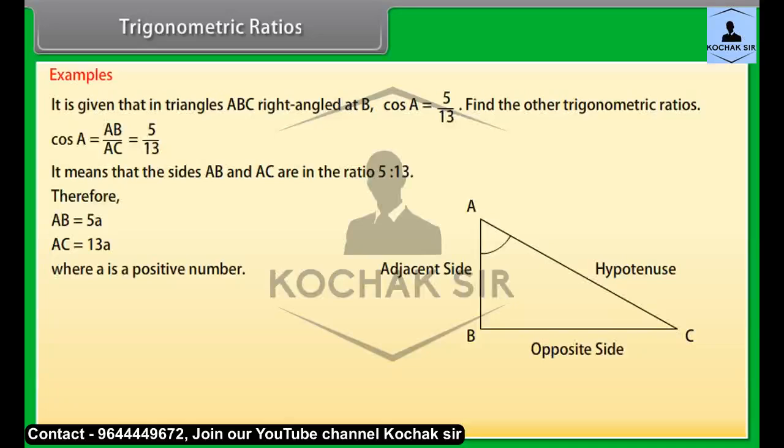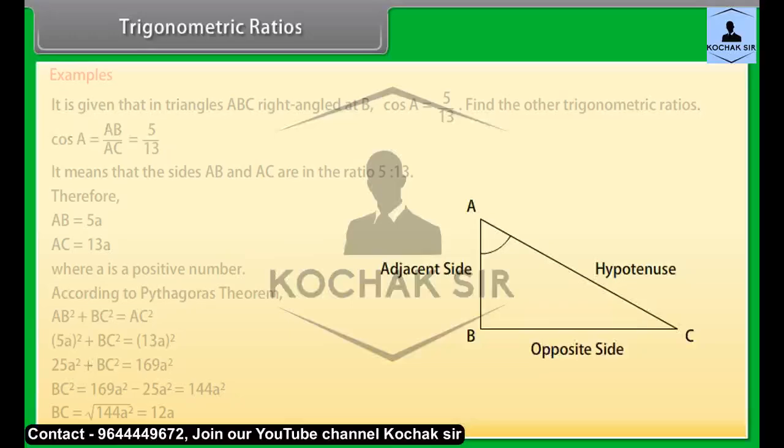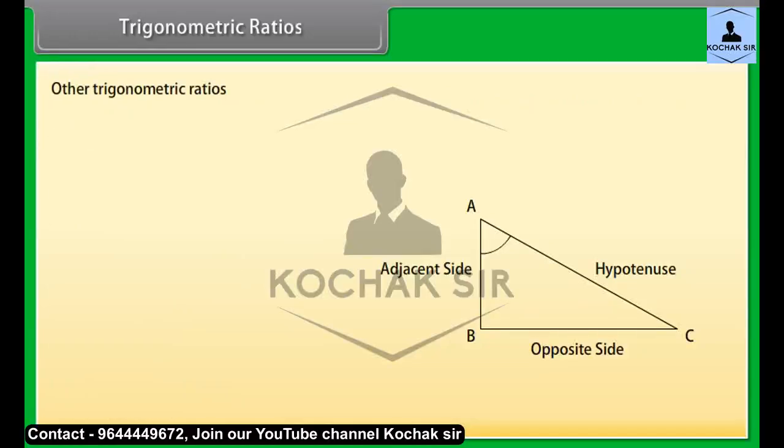According to Pythagoras' theorem, AB square plus BC square is equal to AC square. By substituting the values, we get (5a) square plus BC square is equal to (13a) square. Now, by calculating it, we get BC as square root of 144a square, which is 12a. Let us now find the values of the other trigonometric ratios.